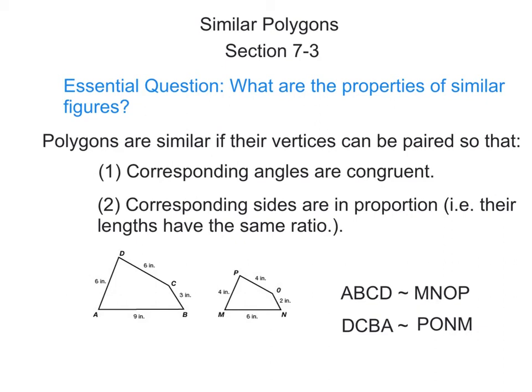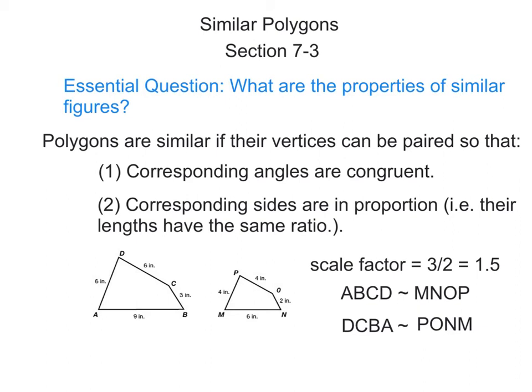Now let's go back to the corresponding sides and the ratio. As we were saying, the ratio of the corresponding sides is 3 to 2. So this ratio of corresponding sides can also be referred to as the scale factor. So in this particular case, the scale factor is 3 to 2, or if you prefer decimals, you could say the scale factor is 1.5.